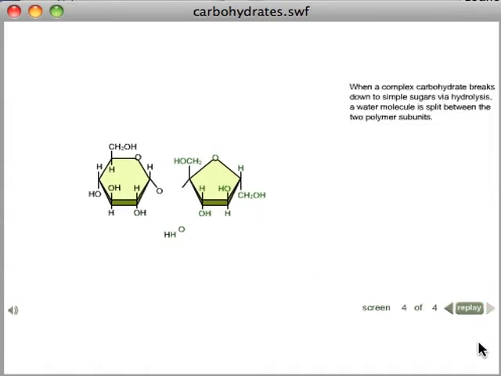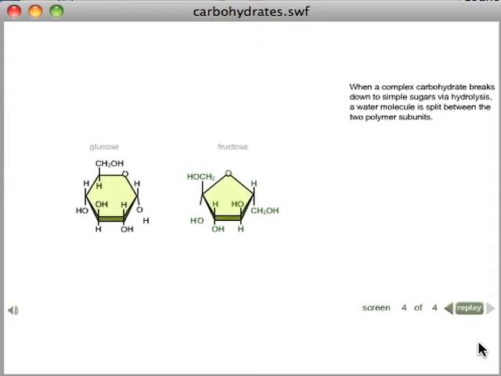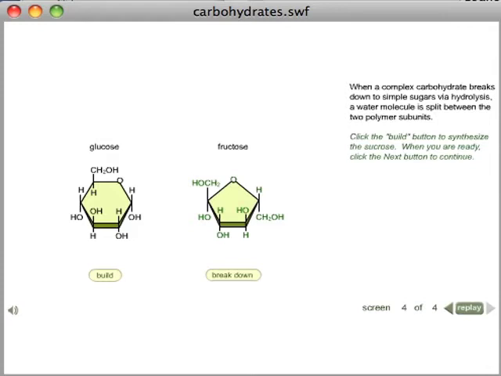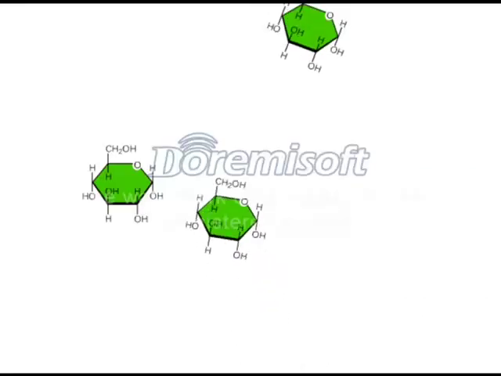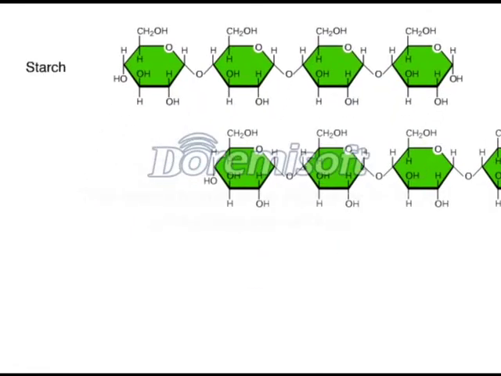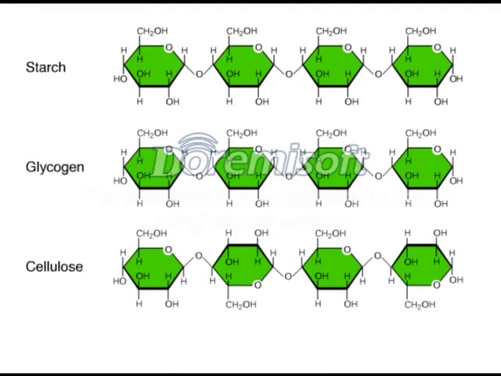When a complex carbohydrate breaks down to simple sugars via hydrolysis, a water molecule is split between the two polymer subunits. Polysaccharides are polymers, long chains consisting of hundreds to thousands of linked monosaccharides.